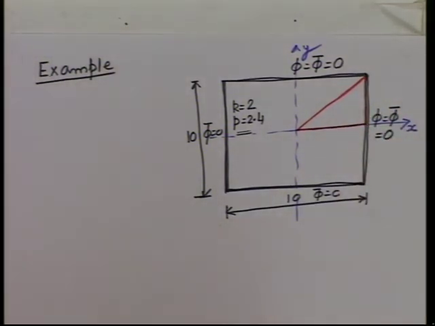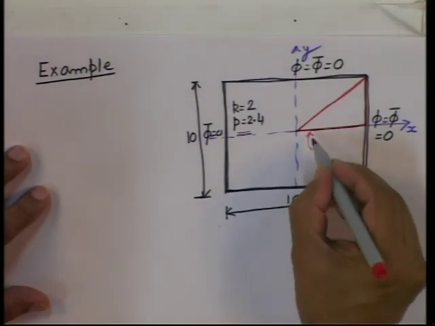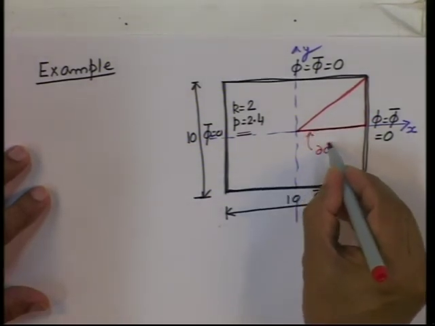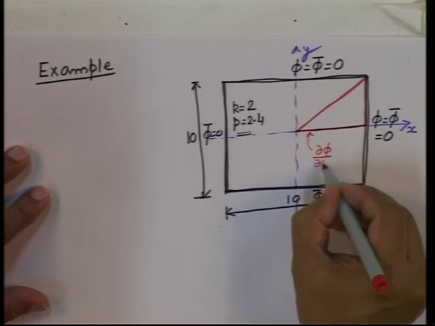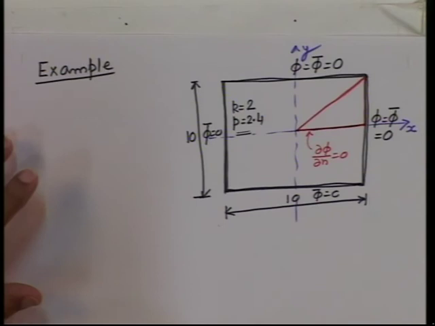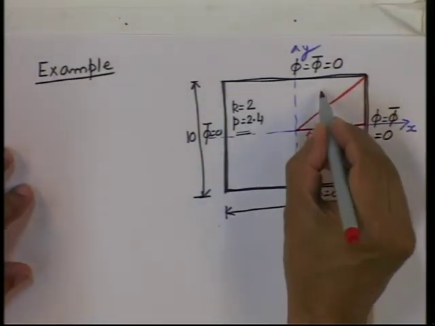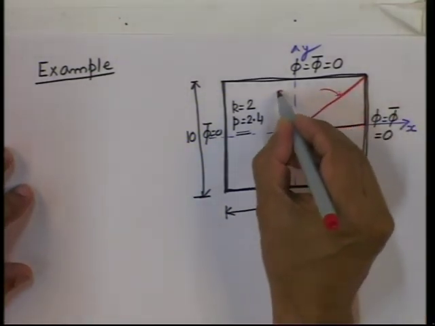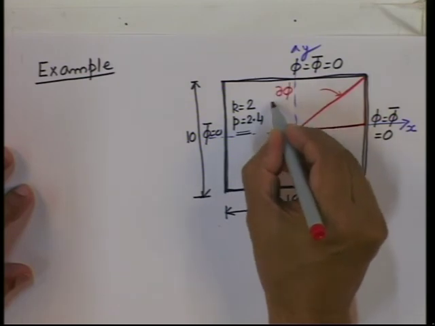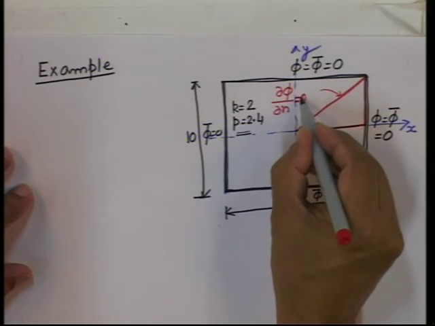And the moment there is symmetry, symmetry means what? Symmetry means del phi by del n equal to 0 here. This is a line of symmetry. Symmetry means the rate of change of temperature with respect to the normal is 0. Similarly, here also del phi by del n is 0, that means flux is 0.